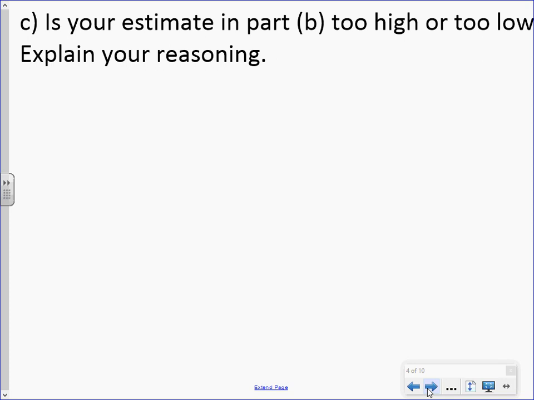How many of you think that we are too high? This is an over approximation. How many of you think we're too low? We're an under approximation.